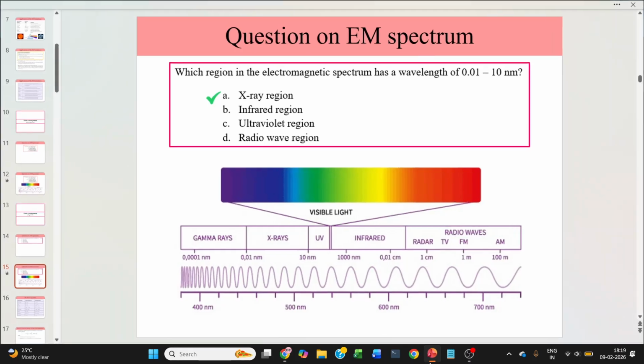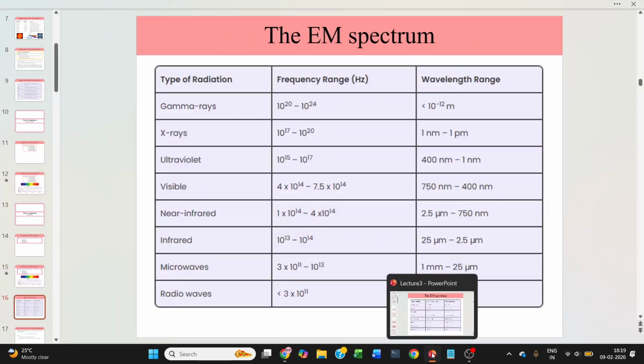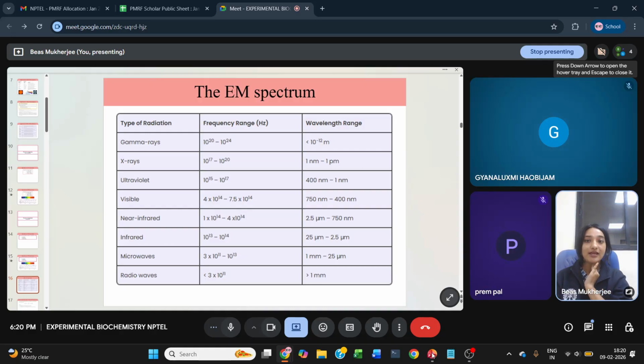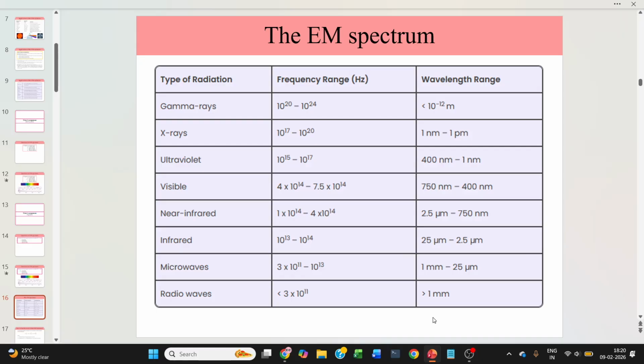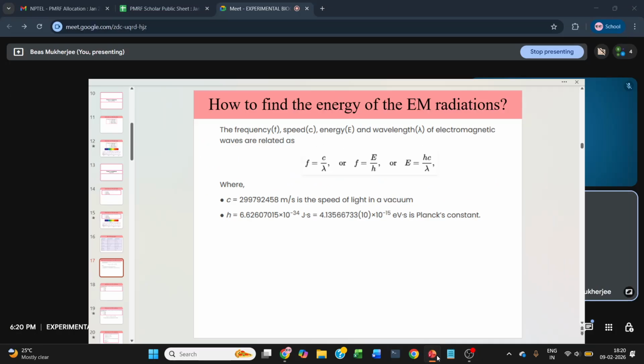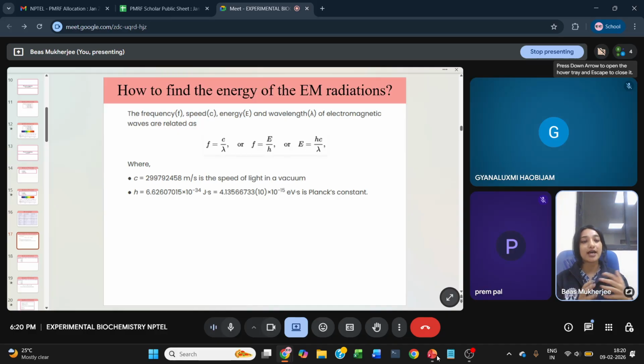Okay, very good. Now we have this table once again. Gamma rays, the different frequencies, different electromagnetic radiations and the different range of wavelength is given. You can go through this whenever you get time. Now, in different questions, they will ask you to find the energy of the EM radiations. So how do you find the energy? You already know the speed of light. You know the value of the Planck's constant. So there are only two equations. One is f = c/λ and the other equation is E = hc/λ.